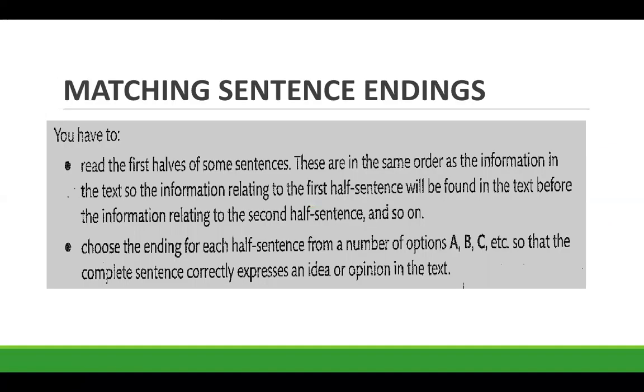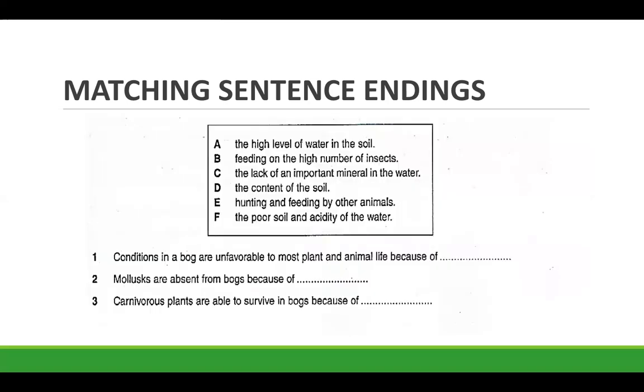So matching sentence endings. You have to read the first halves of some sentences. These are in the same order as the information in the text, so the information relating to the first half sentence will be found in the text before the information relating to the second half sentence and so on. Choose the ending for each half sentence from a number of options so that the complete sentence correctly expresses an idea or opinion in the text. So this is our example.